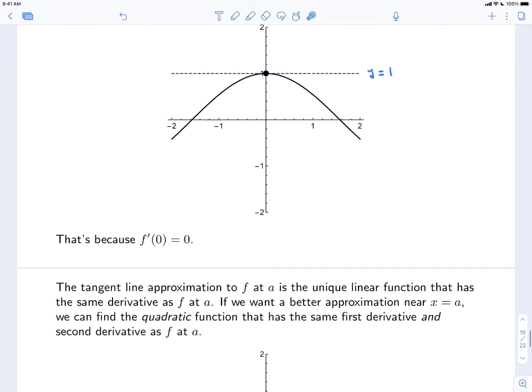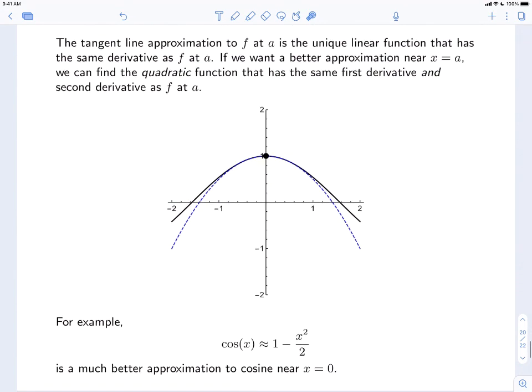So how do we improve it? And the way we improve it is by looking at more terms. The tangent line approximation to f at a is the unique linear function that has the same derivative as f at a. If we want a better approximation near x equals a, we can find the quadratic function that has the same not just first derivative, but also the same second derivative. For example, cosine of x is approximately 1 minus x squared over 2, and this is a much better approximation to cosine near x equals 0.